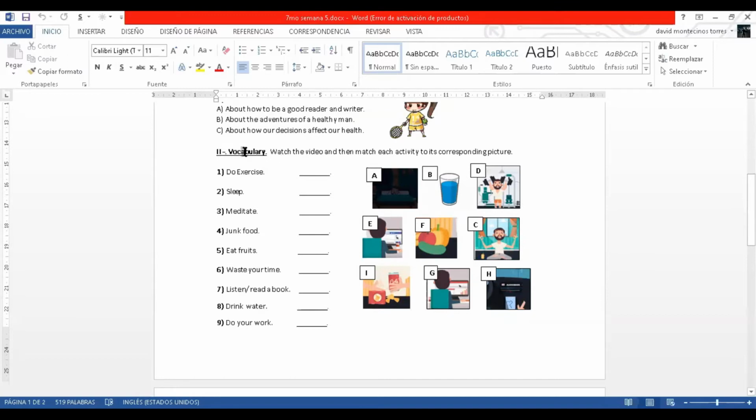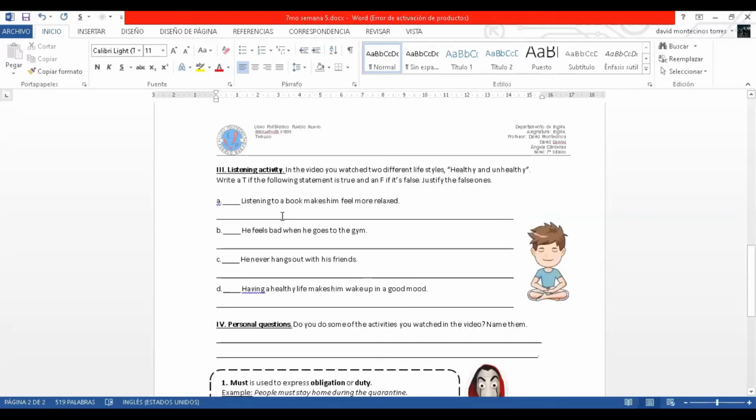Here you have the vocabulary. And as you know, the vocabulary will help you to understand this video in a better way. Este vocabulario les va a ayudar a entender el video de mejor manera. So you have, for example, this word, do exercise. ¿Cuál de estas imágenes representa esta acción, do exercise? Si ustedes creen que es letter B, esta de acá, you write B, ¿ok?